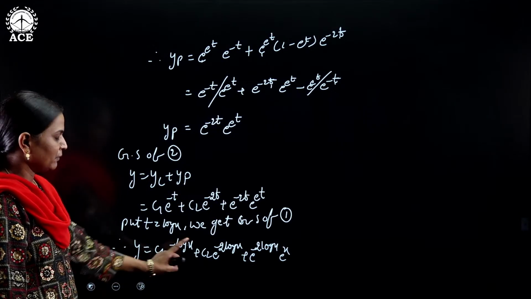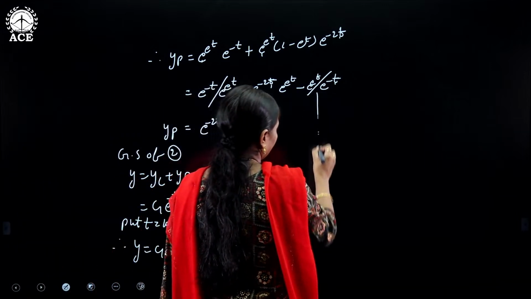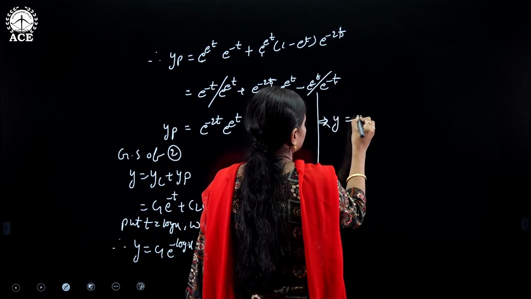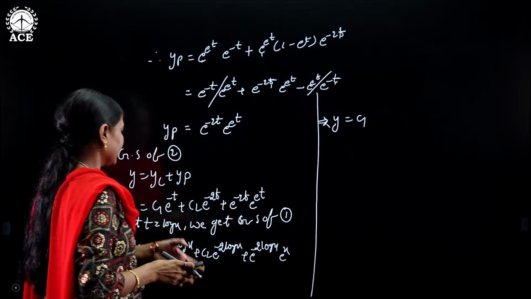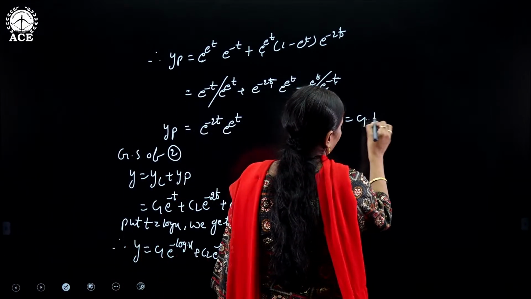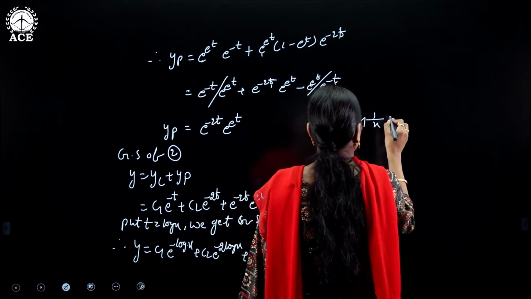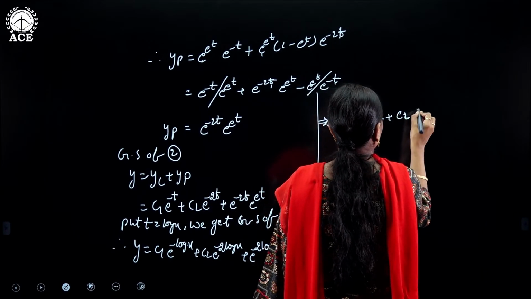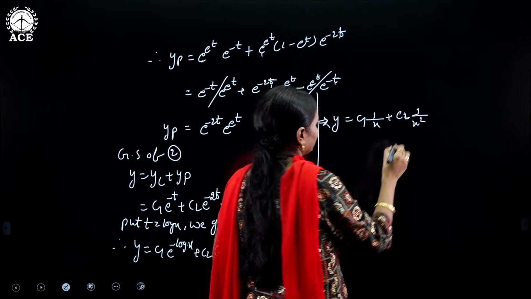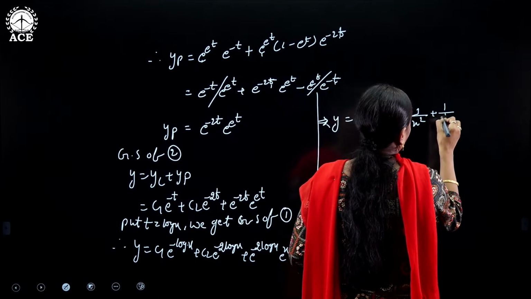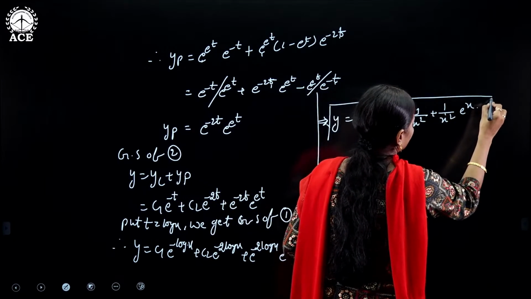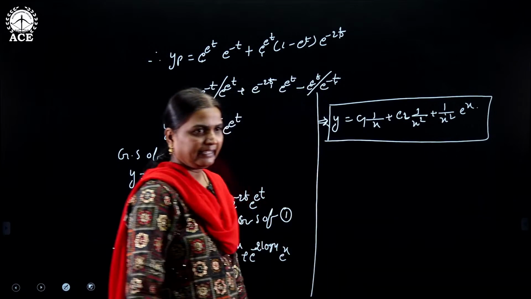Again, e power minus log x. How to write e power minus log x? That implies y is equal to c1 into e power minus log x, which is e power log of x inverse. E power log of x inverse is 1 by x. Next, plus c2 into e power minus 2 log x can be written as 1 by x square. Again, here also the same, plus 1 by x square into e power x, which is the required general solution of the given differential equation.